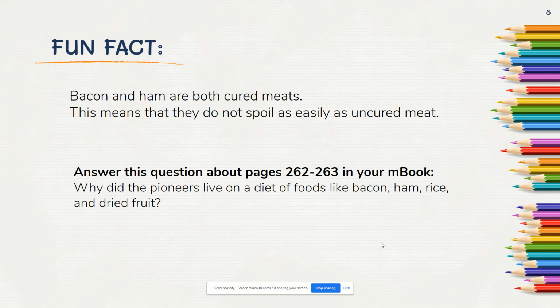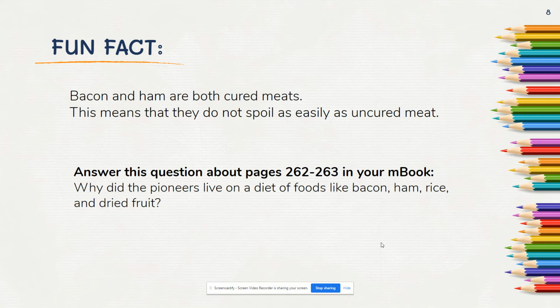Okay, now that you're back and your reading is complete, I hope that you have some ideas you've written down. You have read pages 254 through 263, explaining the daily schedule of the pioneers and the trail food. Did you know that bacon and ham are both cured meats that do not spoil as easily as uncured meat? Let me ask you a question. Why did the pioneers live on a diet of foods like bacon, ham, rice, and dried fruit?